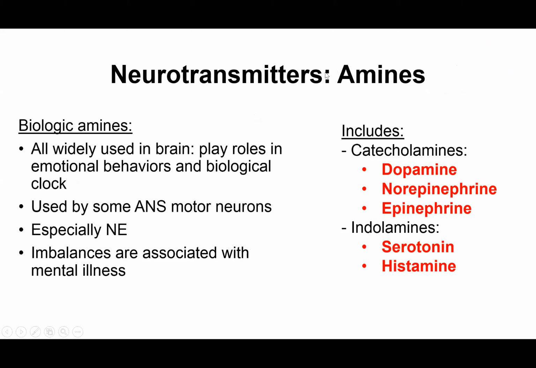The next chemical class here of neurotransmitters are called amines. Sometimes they're called biogenic amines, sometimes they're called biologic amines. But these amines, all of them are widely used in the brain, and they play roles in things like emotional behavior and the biologic clock. Sometimes they're used by autonomic nervous system neurons, specifically the autonomic motor neurons. Especially norepinephrine is used. And imbalances in these biologic amines are often associated with mental illness.